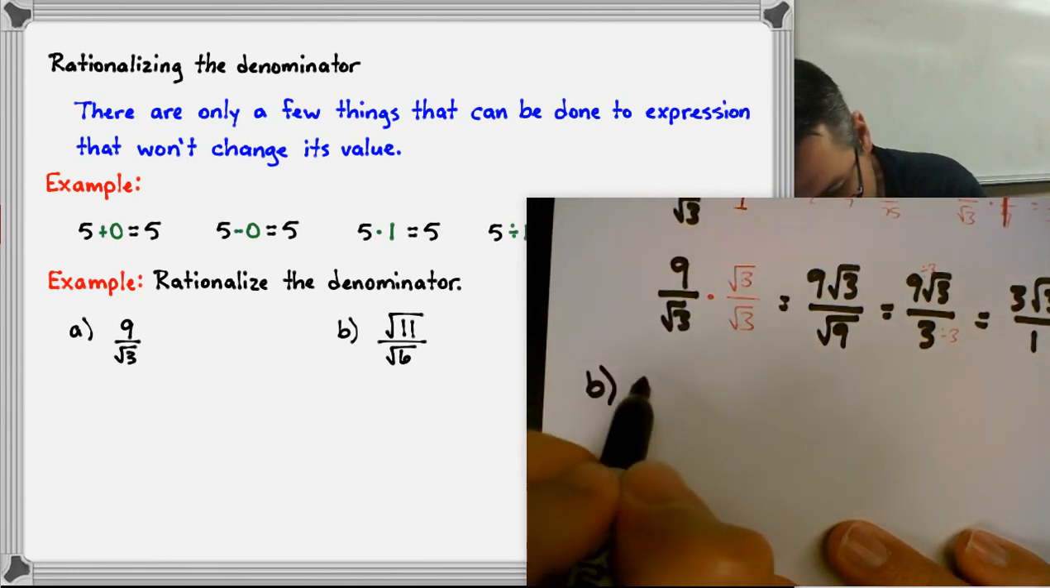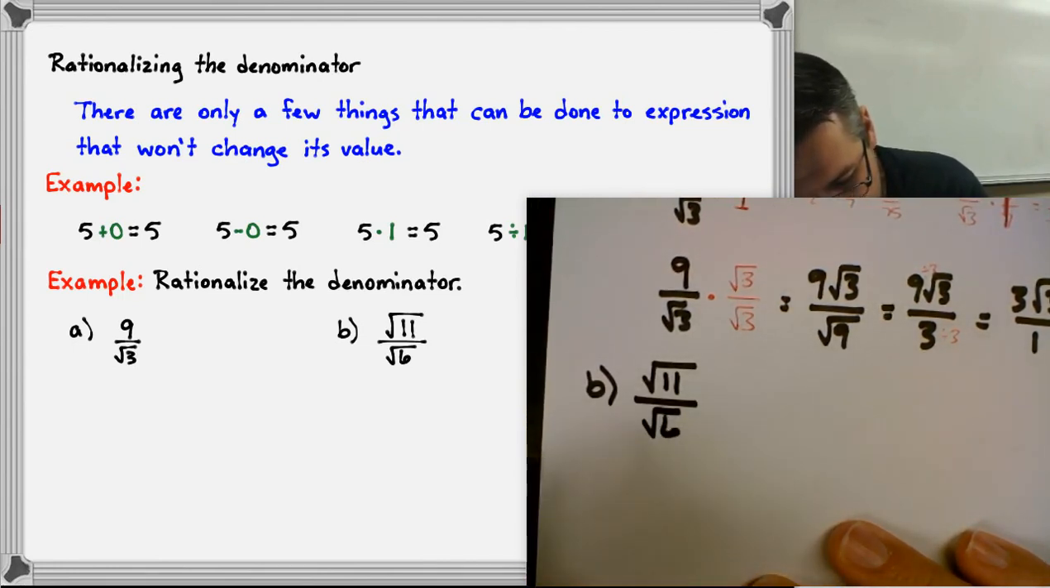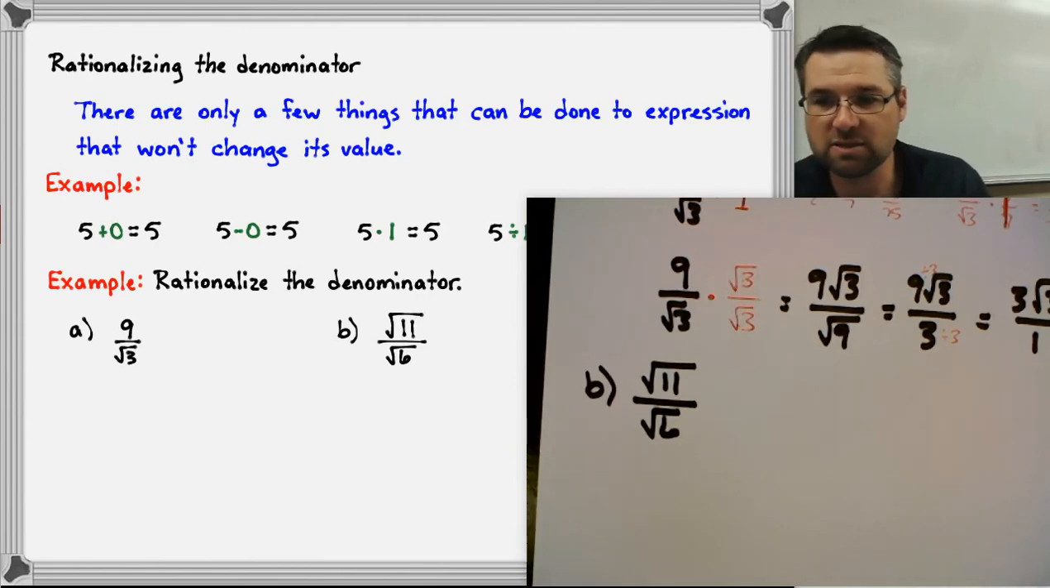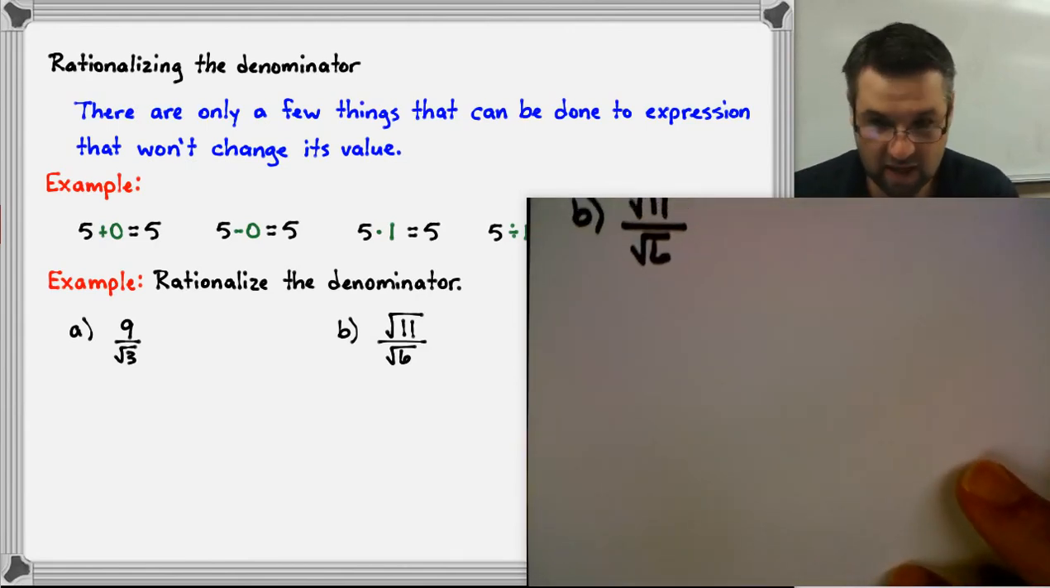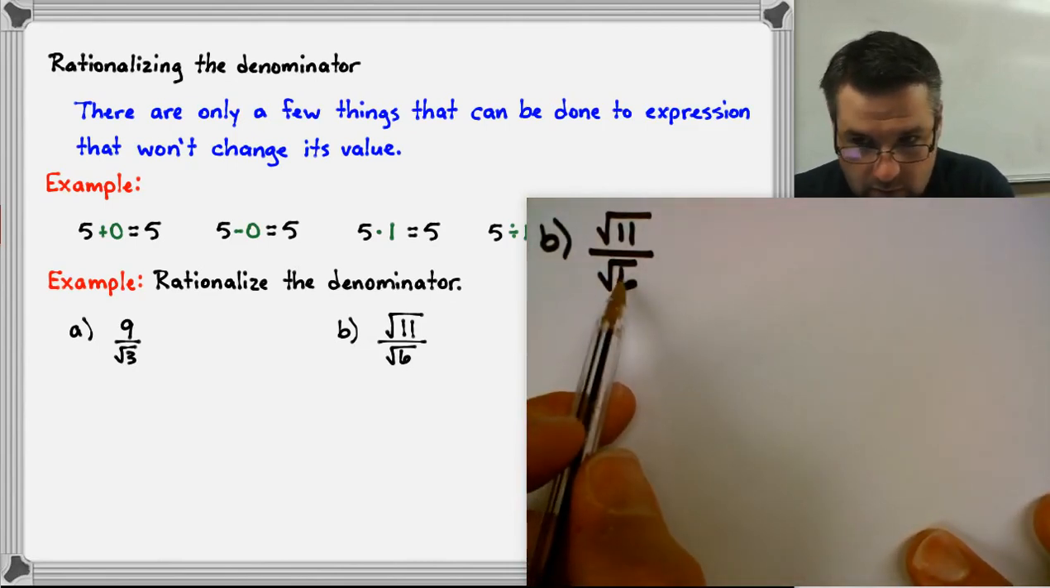For B, let's take a look at that one. Another practice problem. We have radical 11 over radical 6. Now, in this case, we have a radical on top. The radical on top is not the problem. It's the radical on the bottom that is the problem, right? So the question is, how do we get rid of the radical on the bottom?